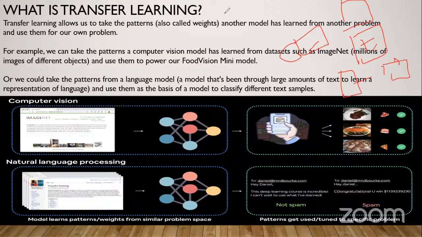So you no need to train everything from scratch. So that could be a great example.